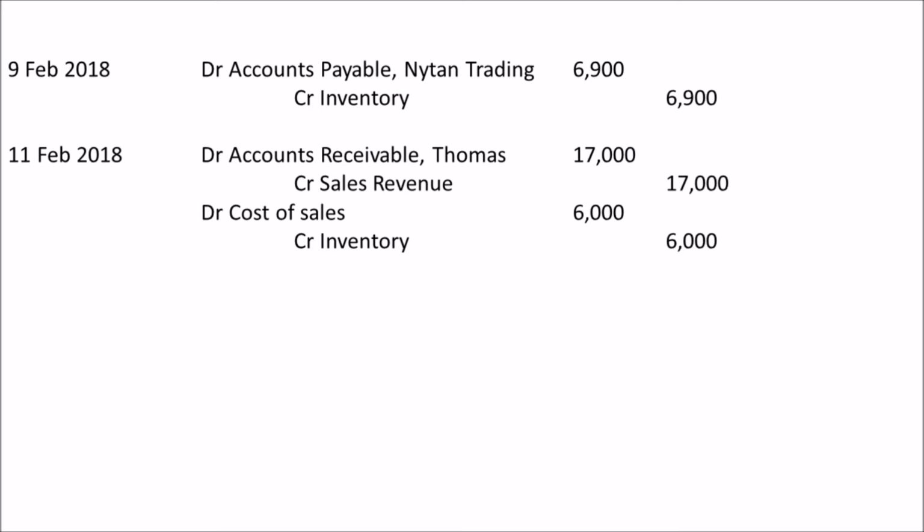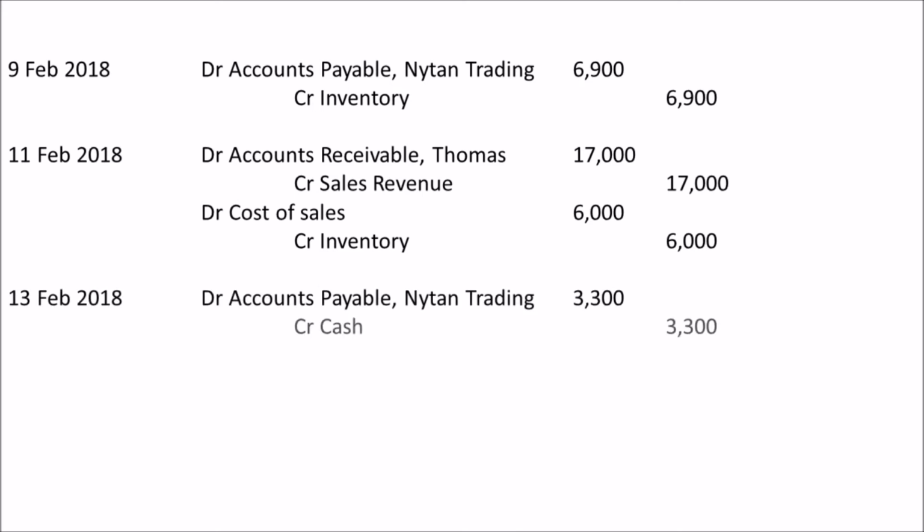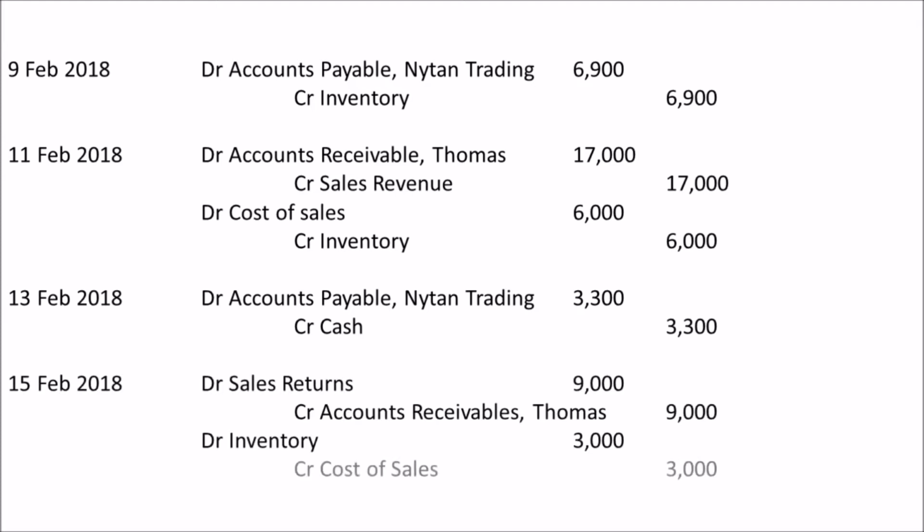Moving on, 13th February, the accounts show a debit entry to accounts payable, Niton Trading, and a credit entry to cash by $3,300. Here, the business has paid its supplier. 15th February, another long transaction. We saw a debit entry to sales returns and a credit entry to accounts receivable, Thomas, by $9,000.